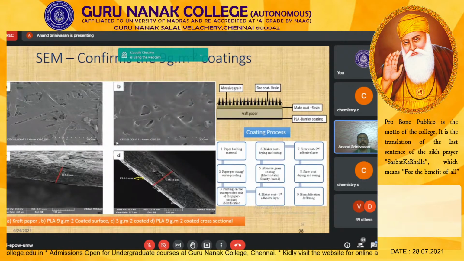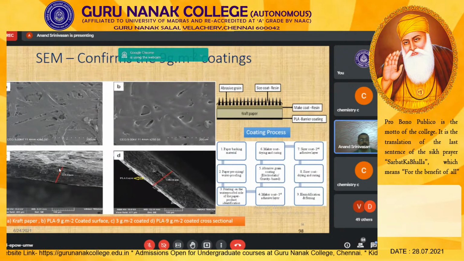And we have also measured the coating thickness by means of SEM. This is the cross-sectional view. So this one is virgin paper. We did an SEM, and this is the profile of virgin kraft paper. After it is coated with PLA, you can see the pores are completely filled. And we measured the coating thickness in the cross-section.